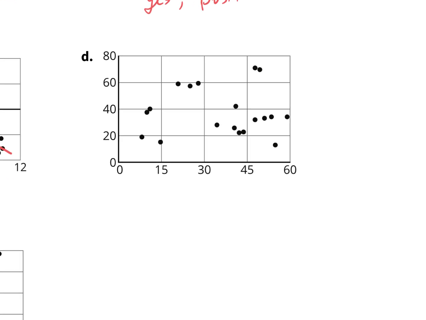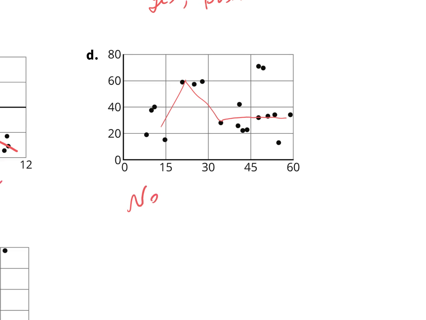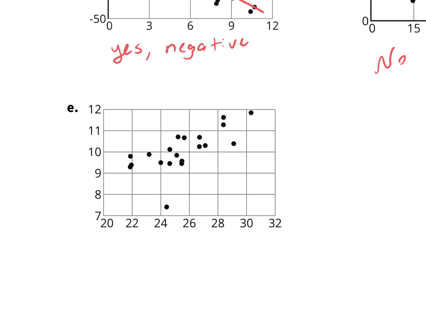For D, this one's a little hard. It has a little bit of an upward, then a downward, and then it stabilizes. So for this one, it's a no. A linear model would not work. And then for E, although we do have this little outlier right here, for the most part, it is an upward trend. So this would be yes, and it is a positive slope.